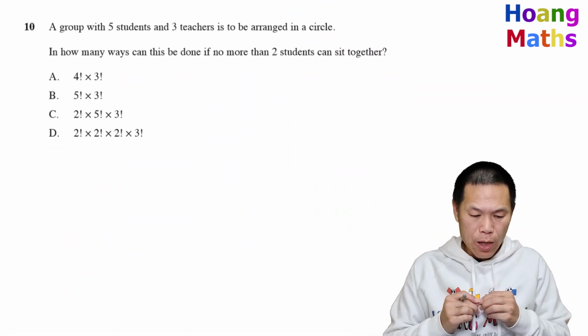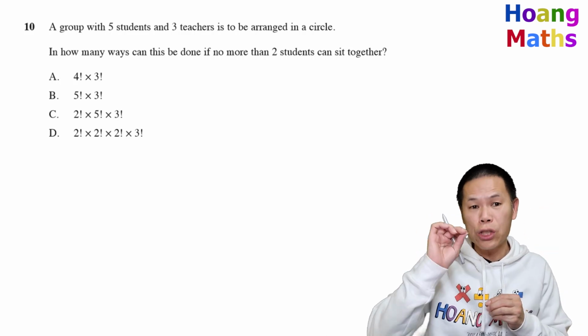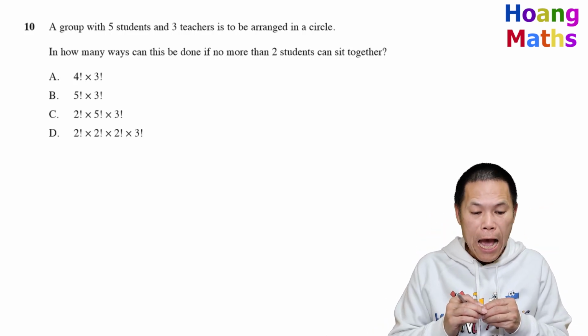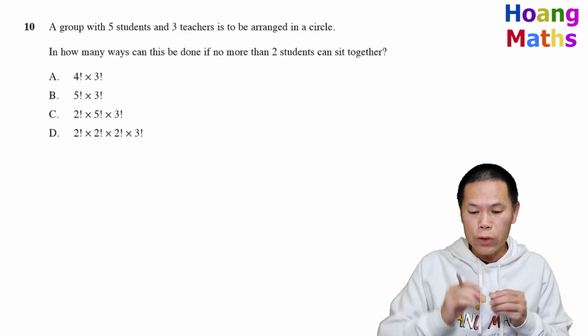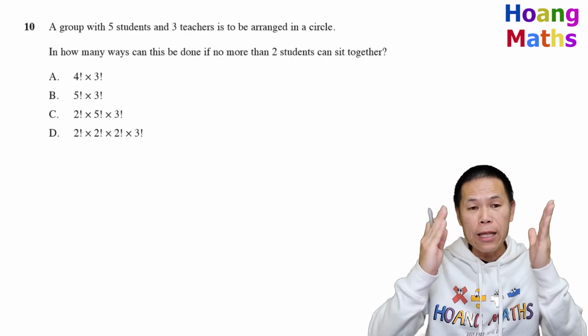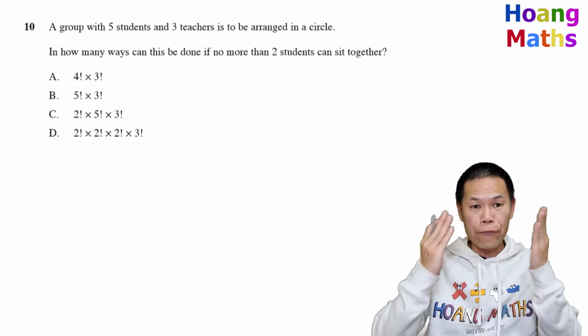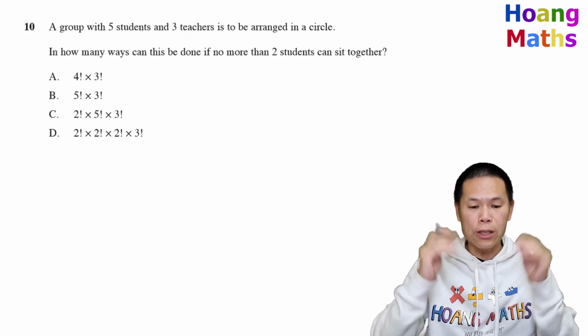Question 10. A group of 5 students and 3 teachers is to be arranged in a circle. In how many ways can this be done if no more than 2 students can sit together? First of all, you can either fix the teachers or fix the students. It doesn't matter which one. So let me just fix the teachers.